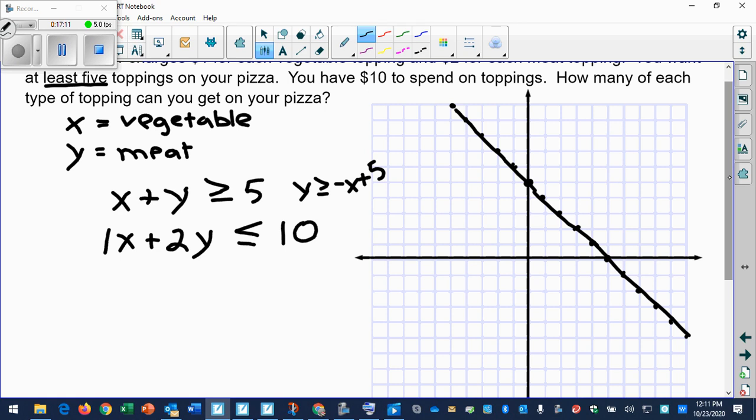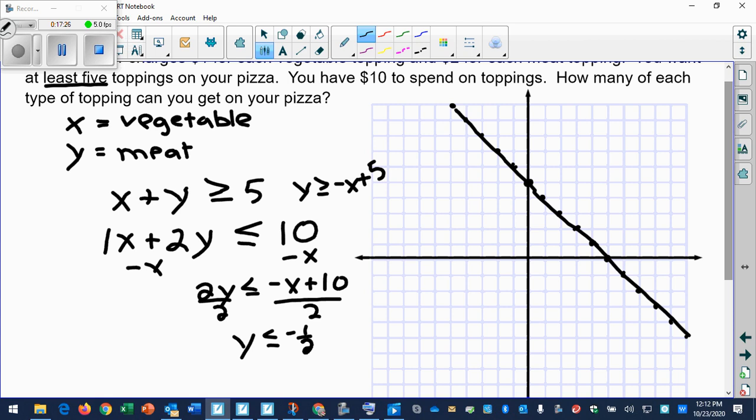Okay, so on this part, I'm going to subtract x on both sides. And I get 2y is less than or equal to negative x plus 10. Divide by 2. I'm almost done. Okay, so this is my second equation. I still go up to 5. 1, 2, 3, 4, 5. But now I'm going to go down 1 over 2.